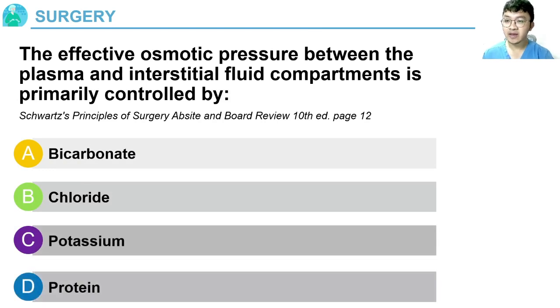Question number 1. The effective colloid osmotic pressure between the plasma and interstitial fluid compartments is primarily controlled by: is it A, bicarbonate, B, chloride, C, potassium, or D, protein? The correct answer for this question is letter D, protein.